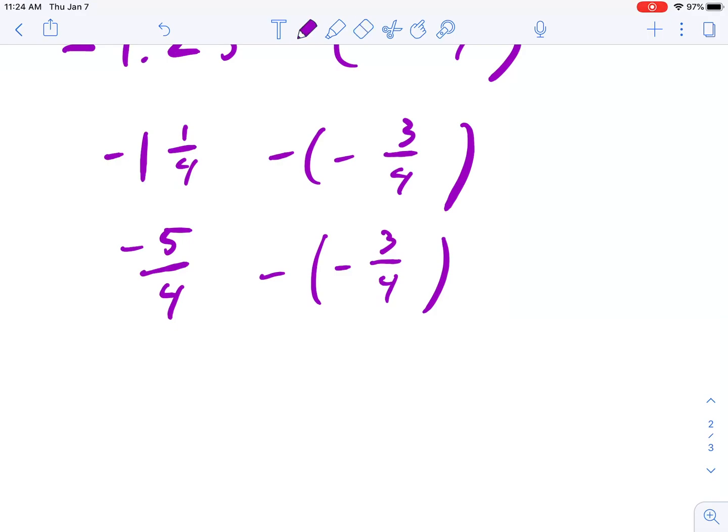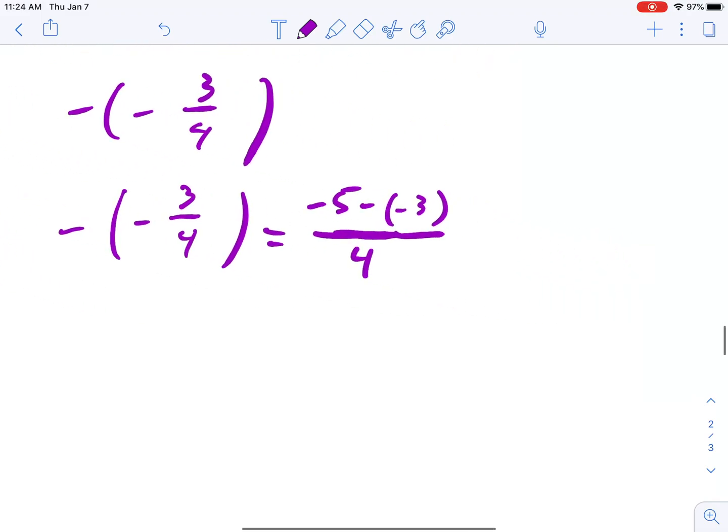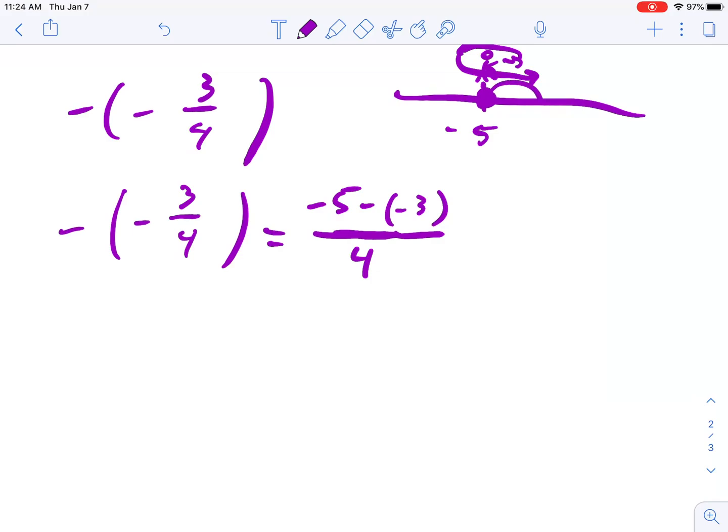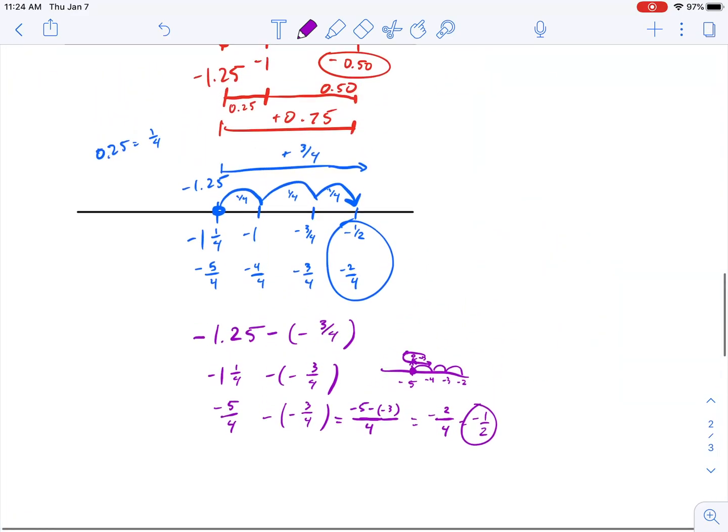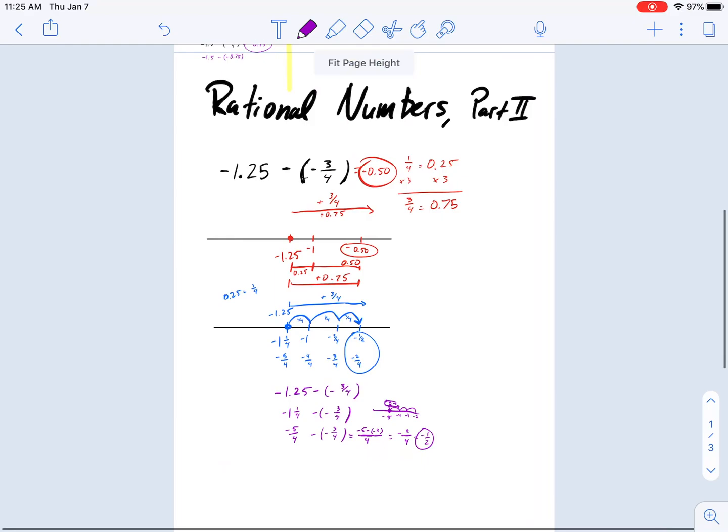So in this problem, we know that the denominator is going to stay the same, because when you add or subtract fractions, the denominator stays the same. Then we have negative 5 minus negative 3. And you can do this using integers now, right? So here's negative 5 minus negative 3. Pretend that's a person. Okay. So you turn around once, turn around twice, so we're going to move that way. Go 1, 2, 3: negative 4, negative 3, negative 2. So this equals negative 2/4, which is negative 1/2. Okay? So that's just another way to do this problem.